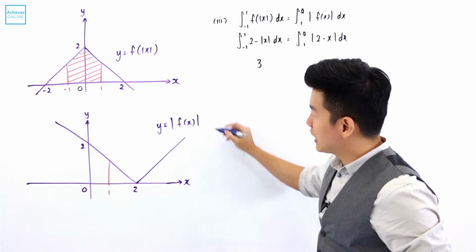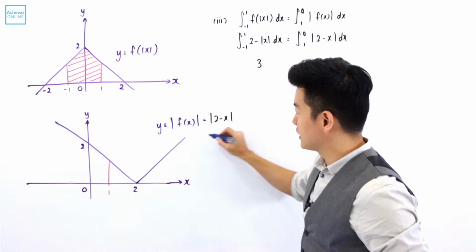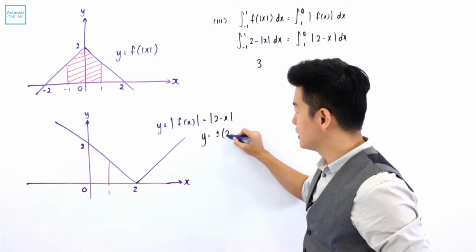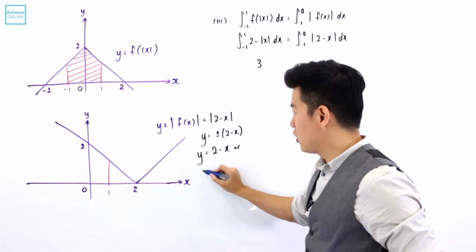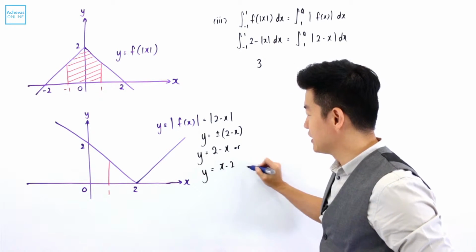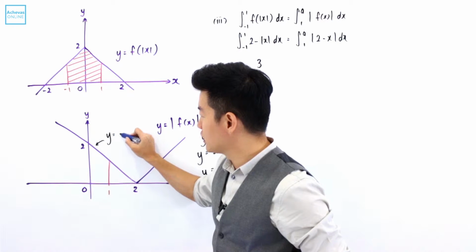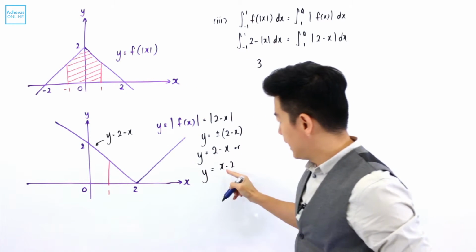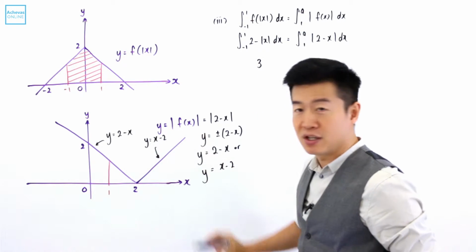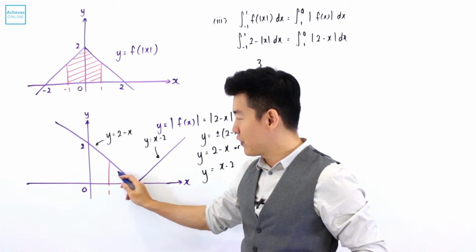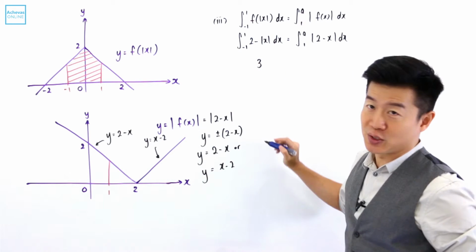And for the equation of these two lines, I can actually get it from here. This is modulus of 2 minus x, which means that y is going to be equal to plus or minus 2 minus x. So y will be either 2 minus x or y will be equal to x minus 2. Since this has a negative gradient, this line here is going to be y is equal to 2 minus x. And since this has a positive gradient, this is going to be y is equal to x minus 2. So what we will do is we will find what is the area here to check whether this area is bigger or smaller than 3.